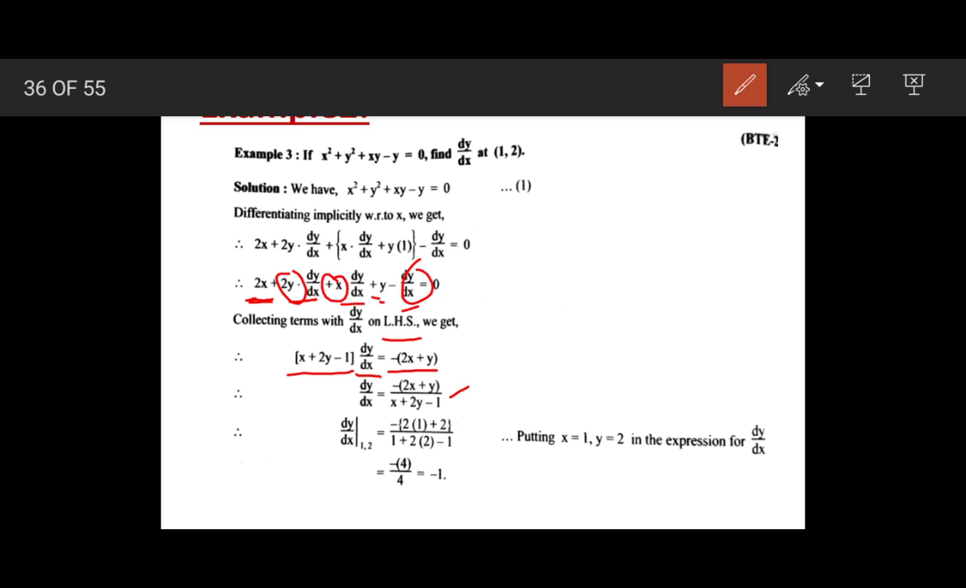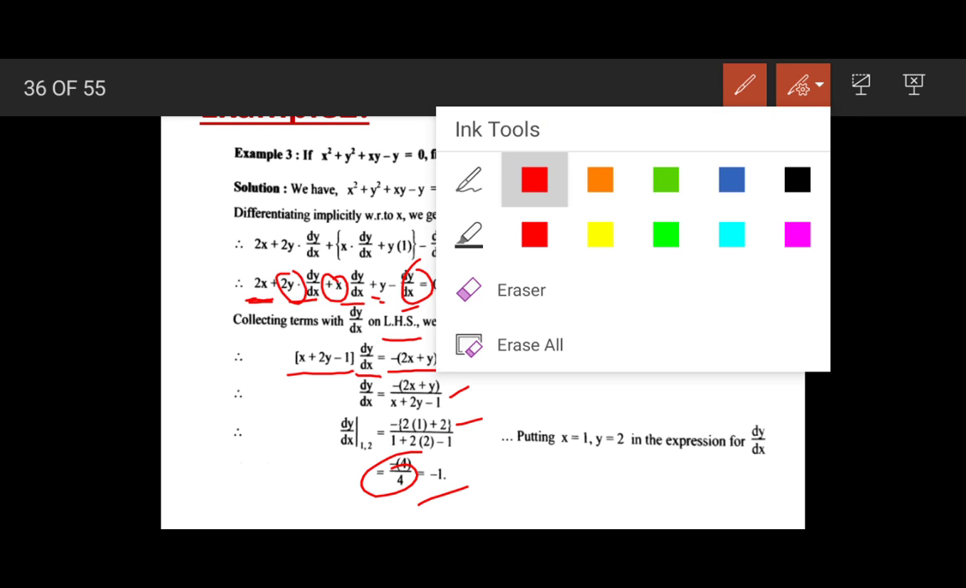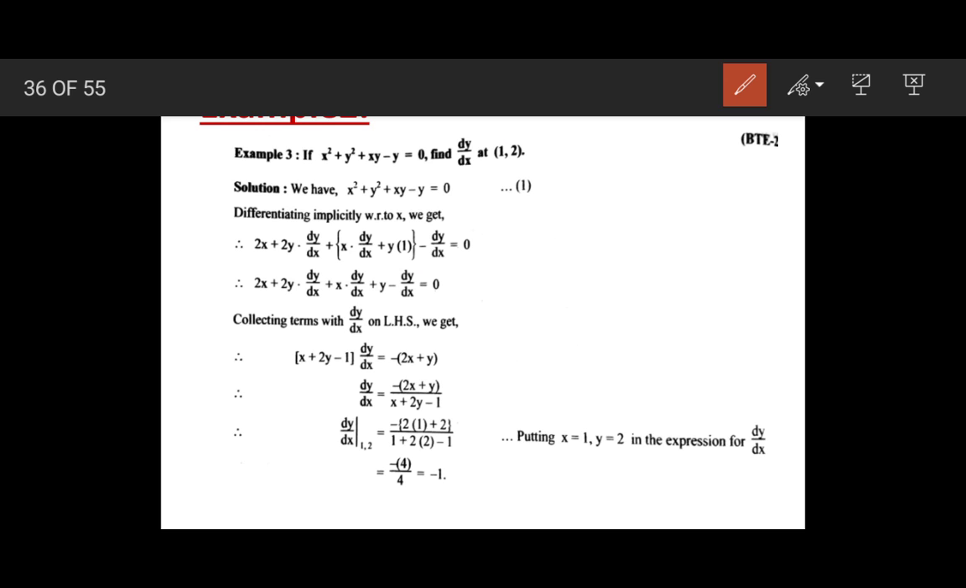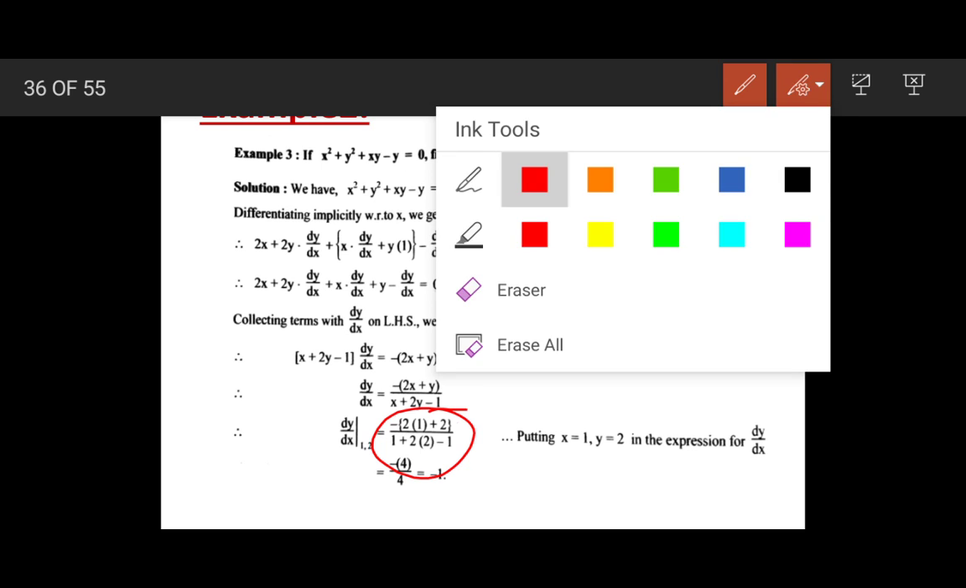Okay. Now we have to put in the value. So dy upon dx at (1, 2) will be minus (2 into 1 plus 2) upon (1 plus 2 into 2 minus 1). So that is equal to minus 4 upon 4, which means minus 1. So if a point is given, that means x and y values are given and we have to substitute those x and y values. Clear?